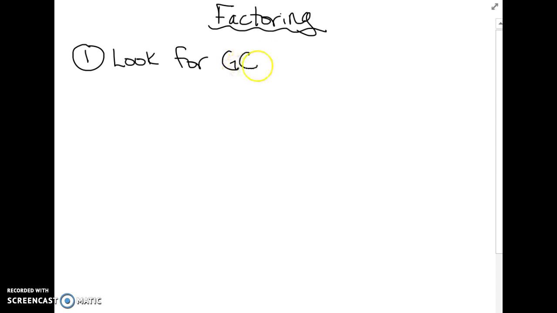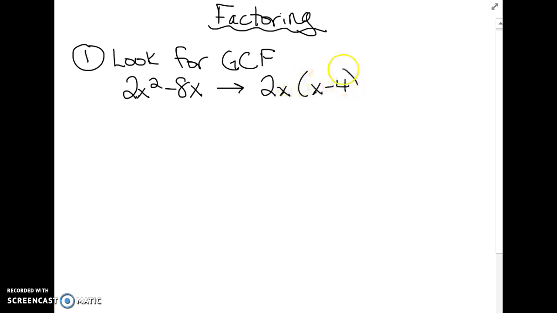for a GCF. And so problems like that would be 2x squared minus 8x. And so for this one, my GCF would be 2x. And so I'm left with x minus 4. And then let's say I have negative 3x squared plus 4x.